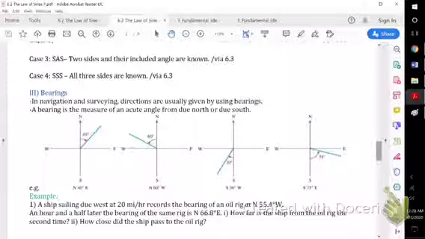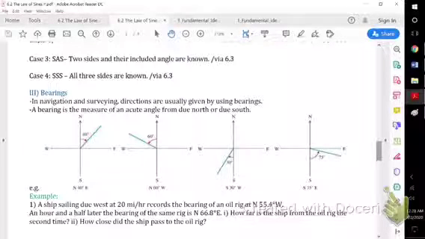Okay, 6.2, continue with part 2. There are two other cases. There's side-angle-side, where you have two sides and an included angle, the angle between them. Or if you have the three sides, side-side-side, where all three sides are known. Both of those are going to be covered in 6.3, so we're not going to talk about them right now.